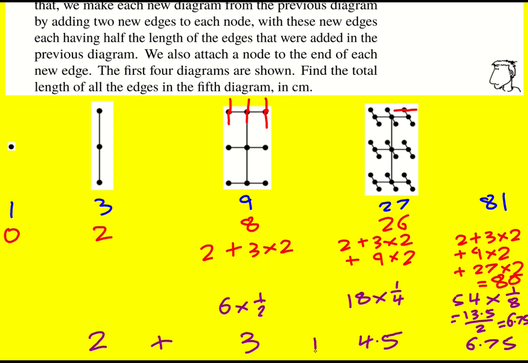So if I add up these lengths as we're including them, that will give us the total length of all the edges. I'm going to get 9.5 plus 6.75, which gives 16.25 centimeters.